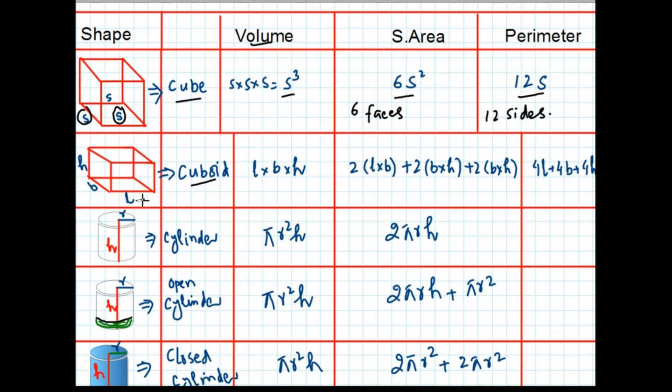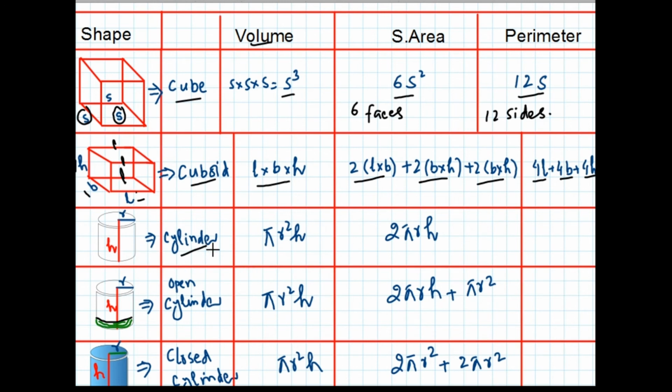Next shape is cuboid. So its volume is equal to length into breadth into height, that is L into B into H. Surface area is equal to 2 bracket L into B plus 2 bracket B into H plus 2 bracket L into H. Its perimeter is equal to 4L plus 4B plus 4H, since it has 4 lengths, 4 breadths and 4 heights.